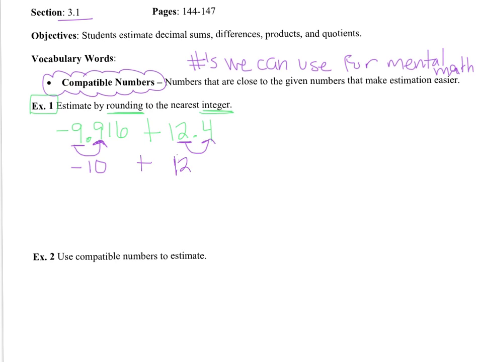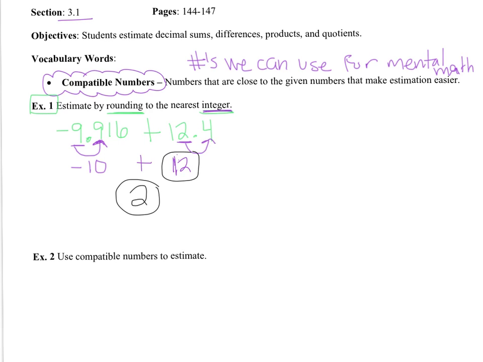Alright, so now I have my two integers, and I'm ready to sing my song. So same sign, add and keep, different sign, subtract. Keep the sign of the higher number, then you'll be exact. So I have different signs, so I subtract to get 2, and since 12 is my higher number, it is positive 2, and I have just rounded to the nearest integer.